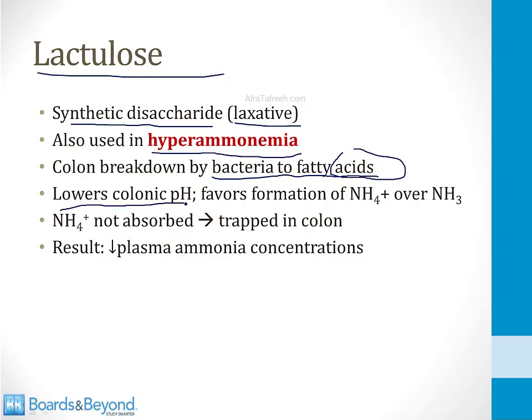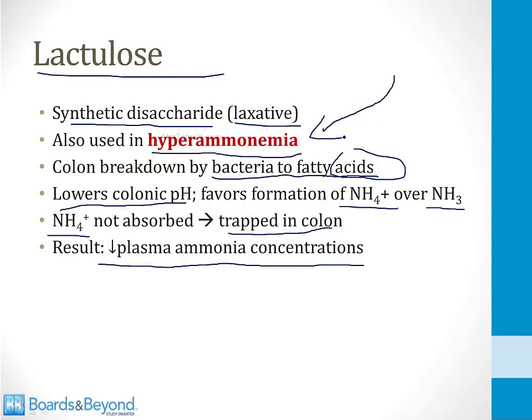This will favor the formation of the NH4+ form of ammonia over NH3, and the NH4+ form is not absorbed in the colon, so it becomes trapped in the colon and goes out with the stool. As a result, if you take lactulose, this will slowly over time lower the plasma ammonium concentration. And this is helpful, as I said before, in patients with liver failure and cirrhosis who are suffering from high levels of ammonia in the serum.